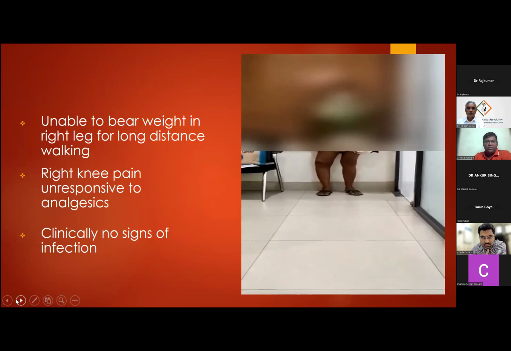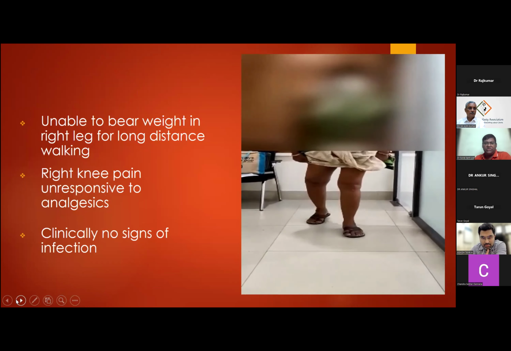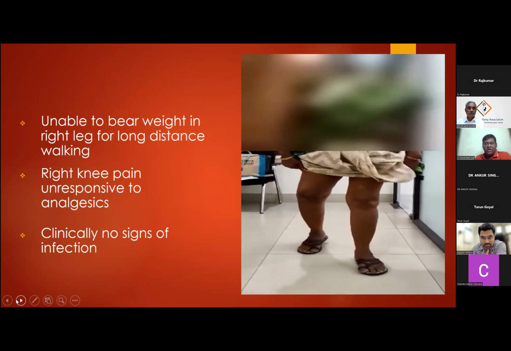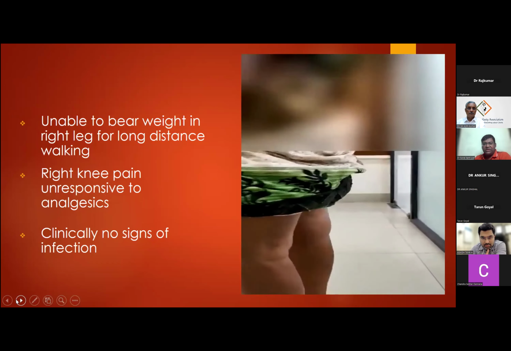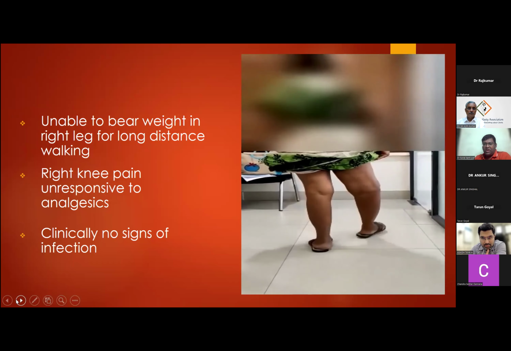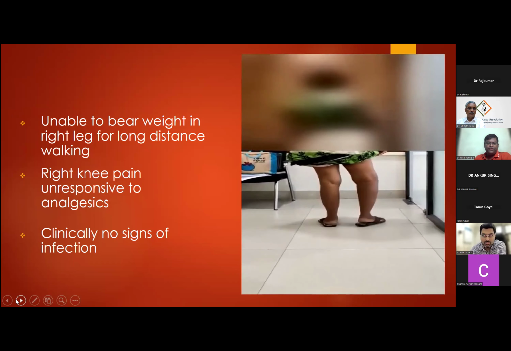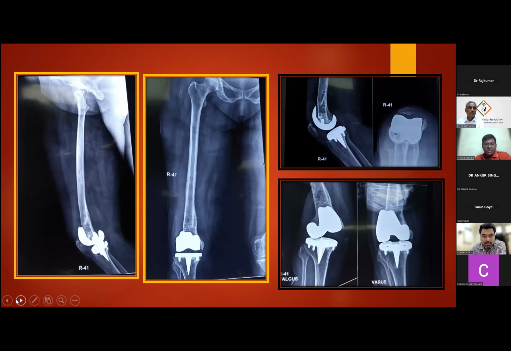The patient came to us in 2022, unable to bear weight on the right leg for long-distance walking, with right knee pain unresponsive to any analgesics. Clinically, there are no signs of infection, and investigations show no septic foci. So we did an X-ray. Clinically there is a valgus opening up on stress.